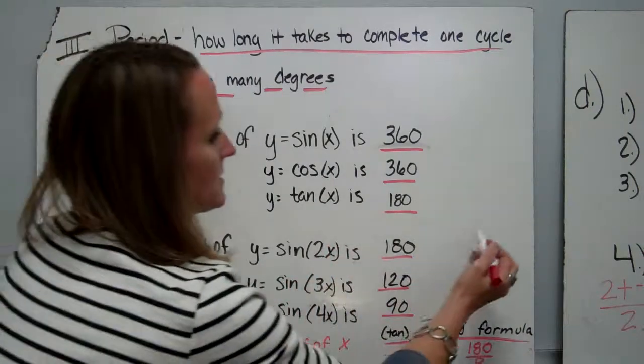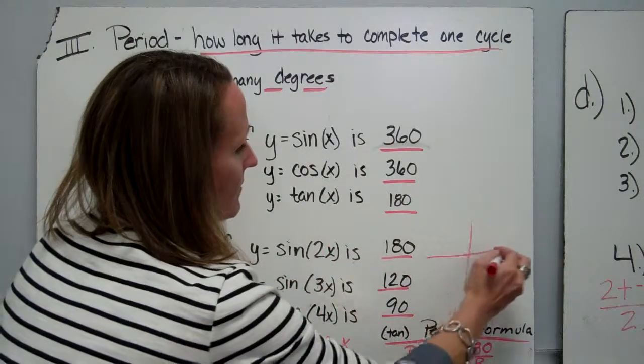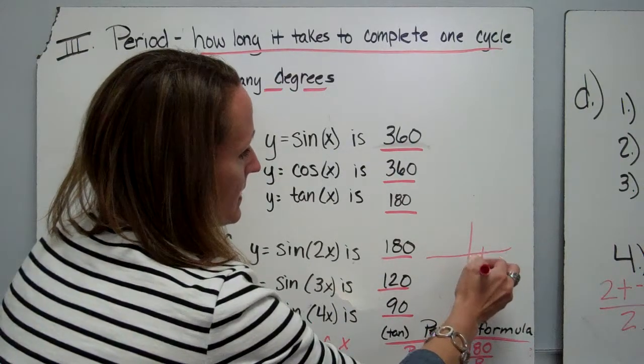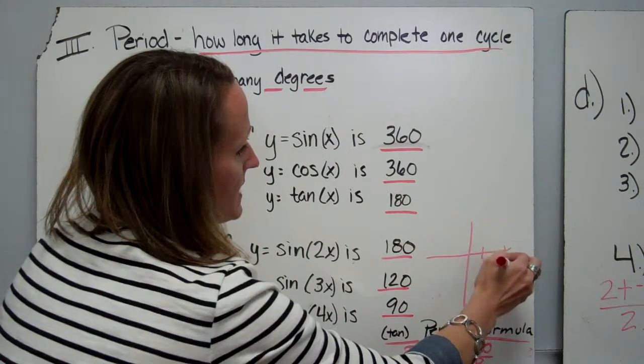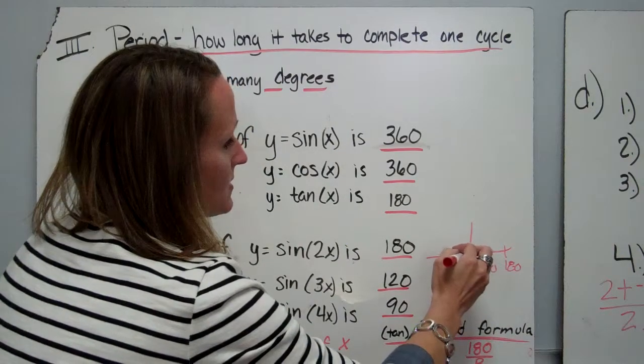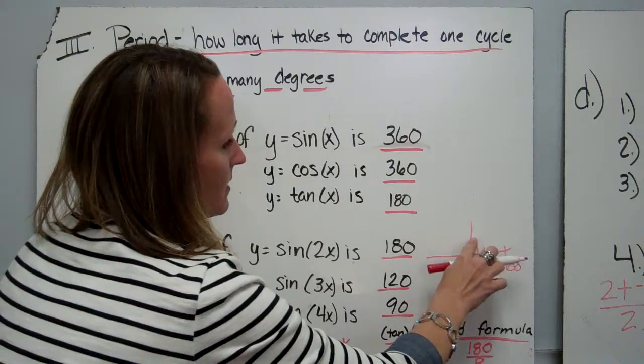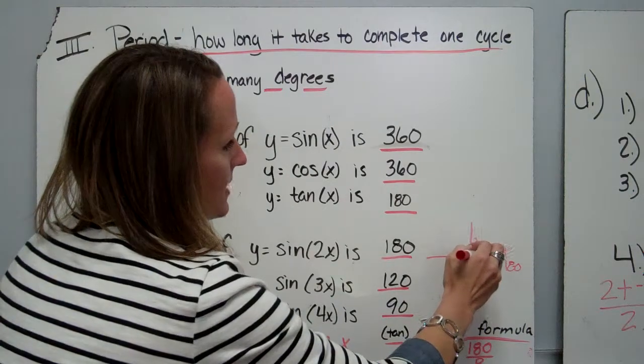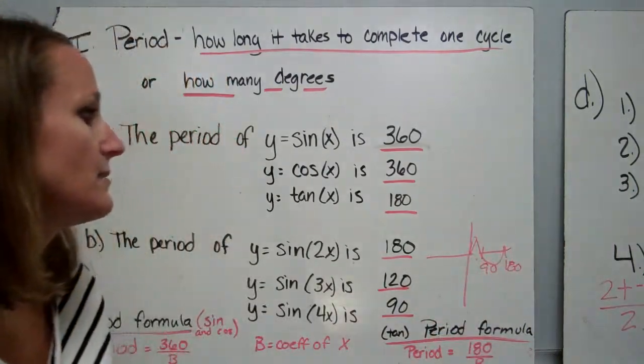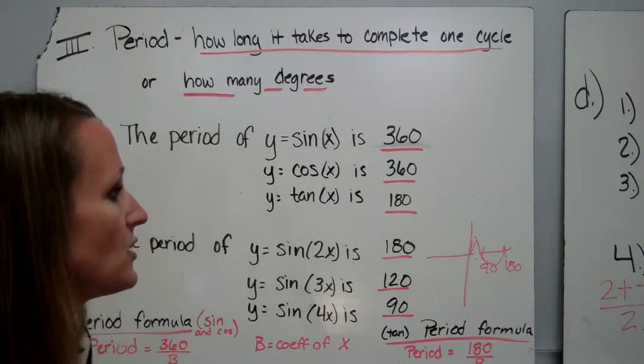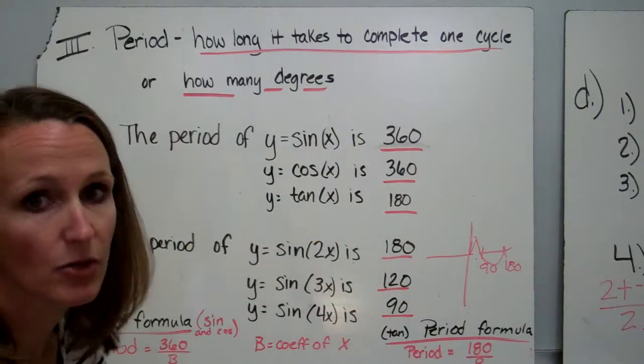So in that case, when we drew our sine graph, it's still going to start at 0, but it's got to tap out and end up at 180 and be done. So it's going to shorten the length of your graph.